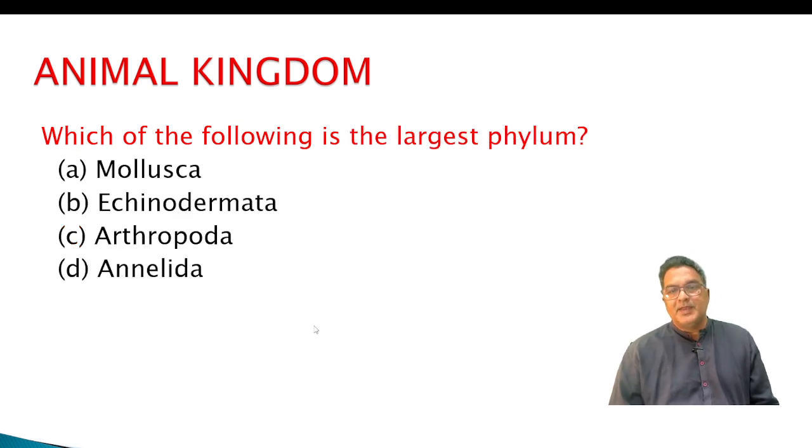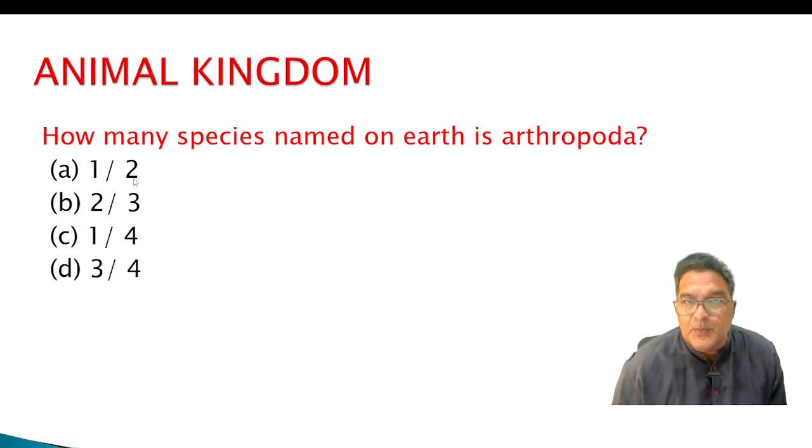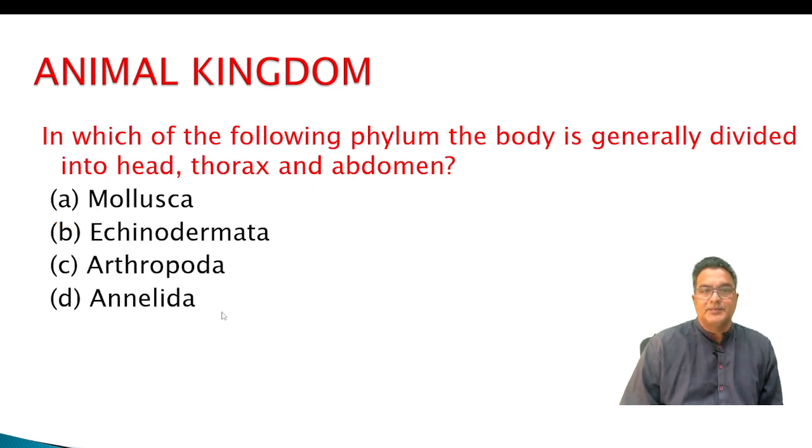Which of the following is the largest phylum? Largest phylum is Arthropoda. Direct question, direct answer. Phylum Arthropoda. Second largest is given as Mollusca. How much of the species named on Earth are Arthropoda? One by two, that means half, two third, one fourth, three fourth. Two third is given, phylum Arthropoda.